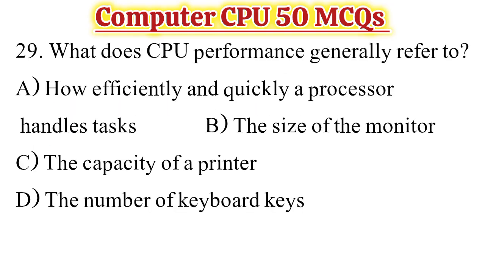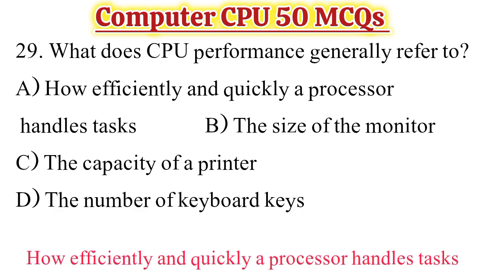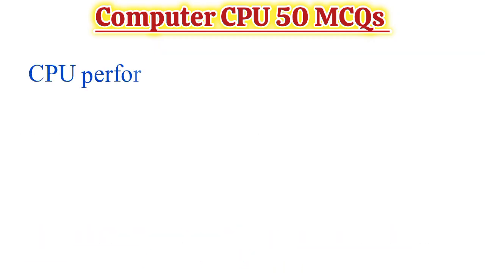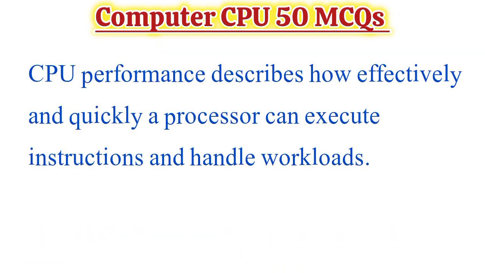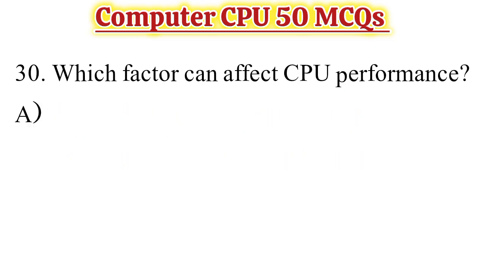29. What does CPU performance generally refer to? A. How efficiently and quickly a processor handles tasks. B. The size of the monitor. C. The capacity of a printer. D. The number of keyboard keys. Answer: how efficiently and quickly a processor handles tasks. CPU performance describes how effectively and quickly a processor can execute instructions and handle workloads.